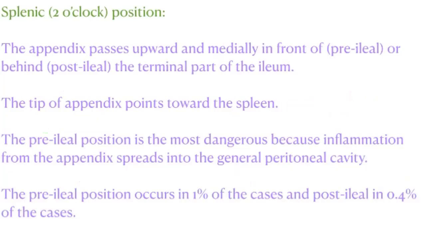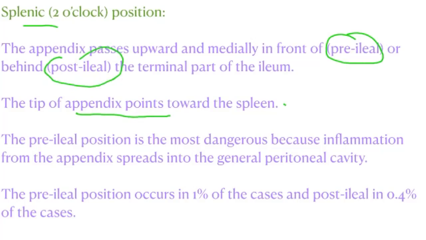Splenic: the appendix passes upward and medially, in front of or behind the terminal part of the ileum, post-ileal or pre-ileal. The tip of the appendix points towards the spleen. That is why it is called splenic, or 2 o'clock position. The pre-ileal position is the most dangerous because inflammation sets in the peritoneal cavity, right?